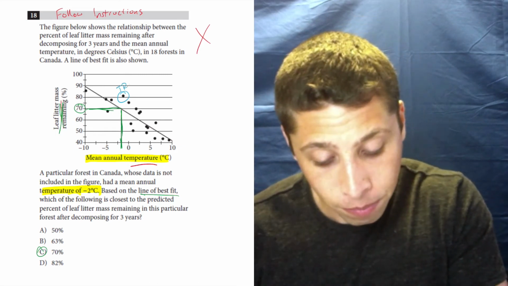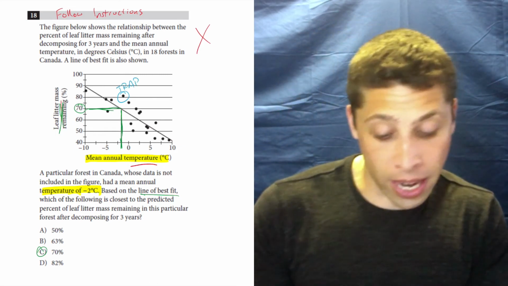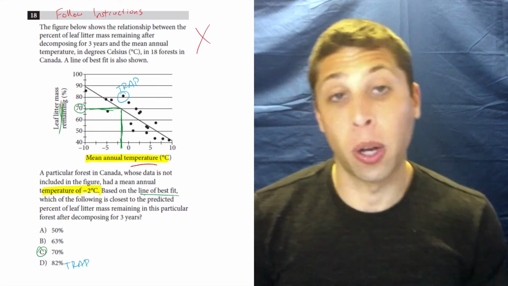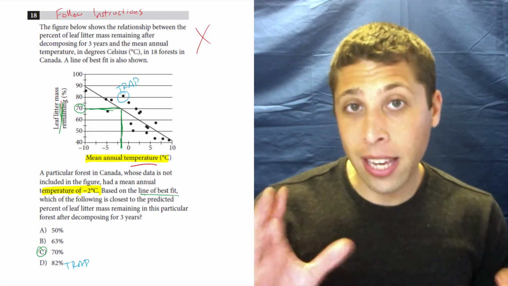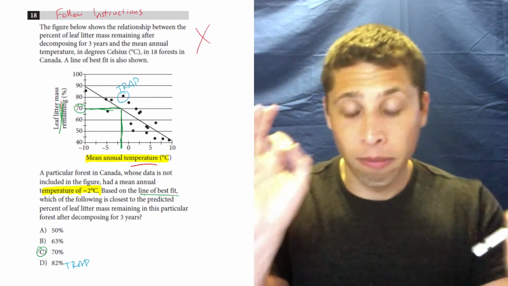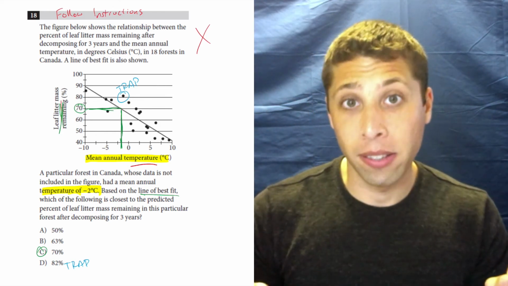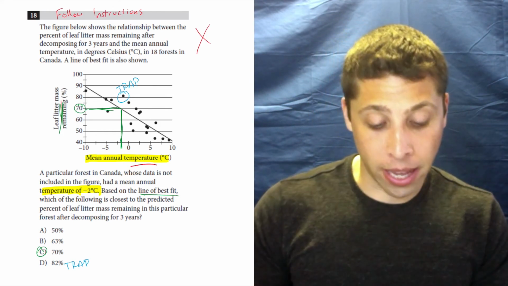Where most people go wrong, the trap answer is that they go all the way up to the dot, which is a little bit above 80, and then they pick 82. So I can see where people go wrong. The key is that the dots are the individual forests in this case, the individual points. But they're not asking about that. They're asking for the line of best fit.